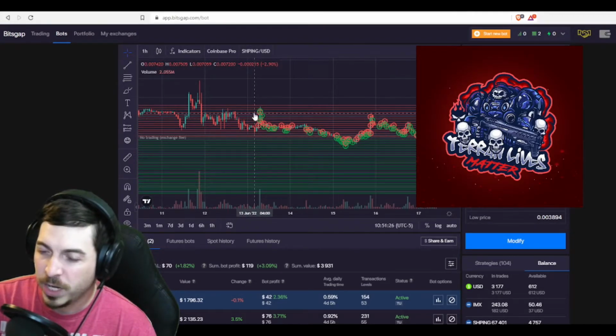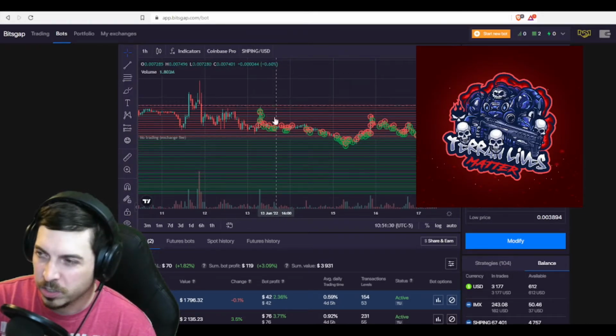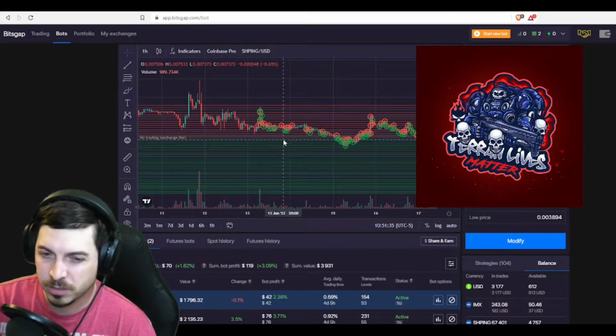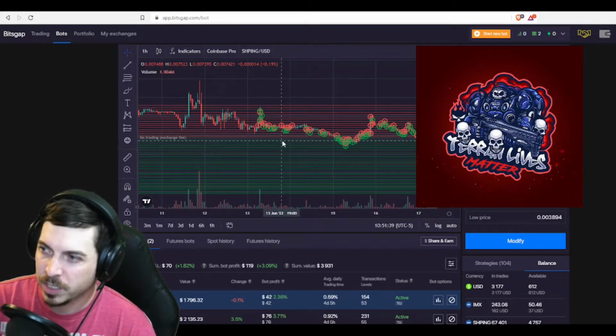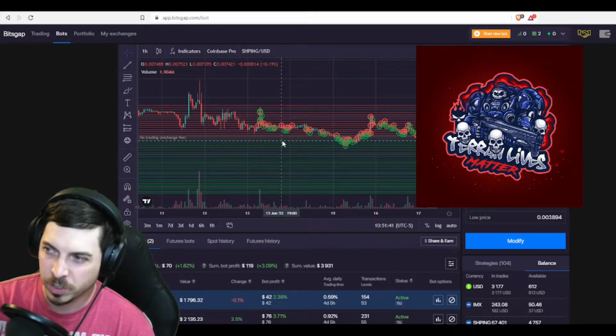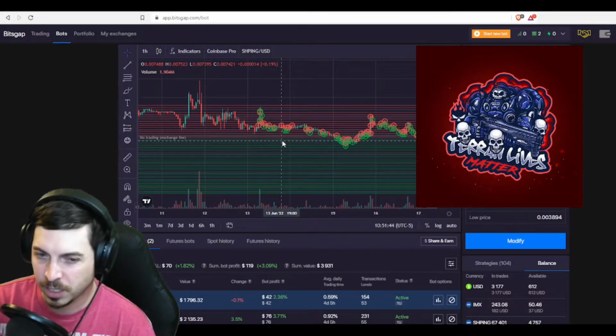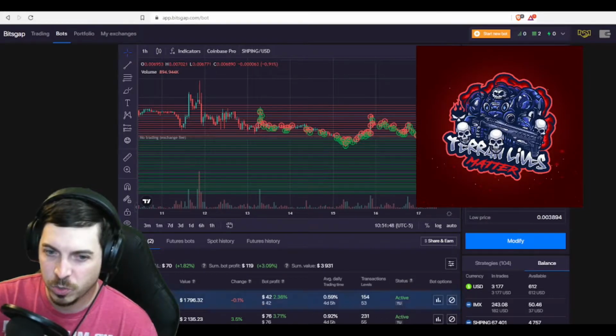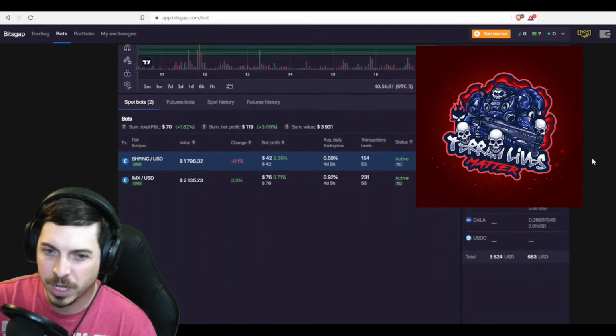And the red lines above the current market price are the sell orders. So theoretically speaking, the bot has already bought some of this shipping coin at a lower price, and whenever it ticks up over those red lines, then it's selling that for a profit, and I'm receiving USD. Going back to the coin pair, whenever it sells, you're getting this coin. When it buys, going over the green lines, you're getting this coin.